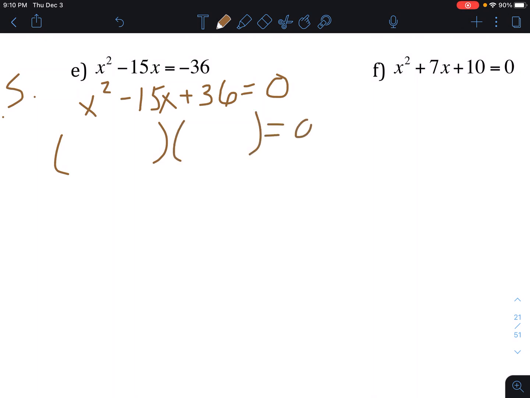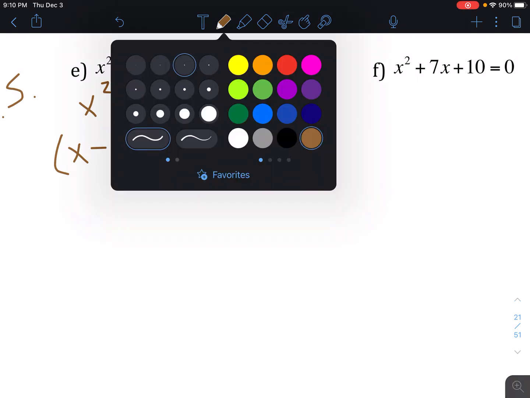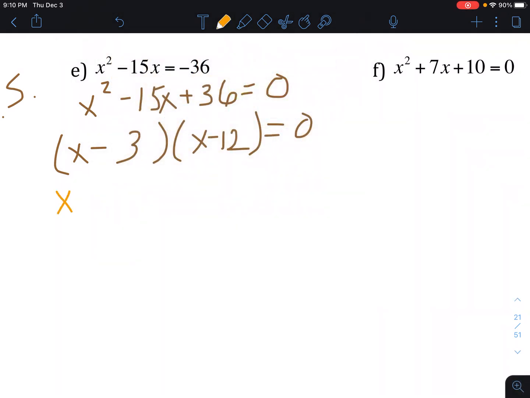My signs are minus, minus. Two numbers that multiply to get 36 and add up to 15. Pause this to think about it now. Your numbers should be 3 and 12. So I have my factors. Now I'm going to go and get my two answers.